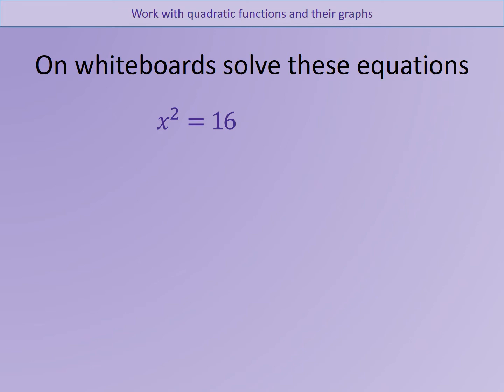So first of all, x squared equals 16. And if we take the square root of both sides, we will end up with both values of 4 and minus 4. Please don't forget that we have two values of x that work for this equation. Number 2.